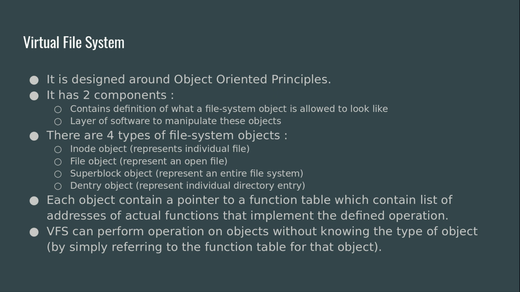For each object, there is a set of functions or operations. So each object contains a pointer to a function table. A function table contains a list of addresses of actual functions that implement the defined operation for that object. The functions could be something like open, read, map, etc. A VFS layer can perform an operation on one file system object by calling the appropriate function from the object's function table without knowing anything about the type of object.